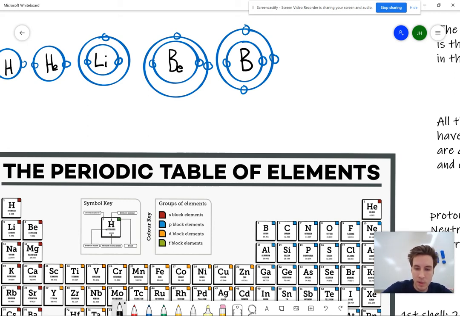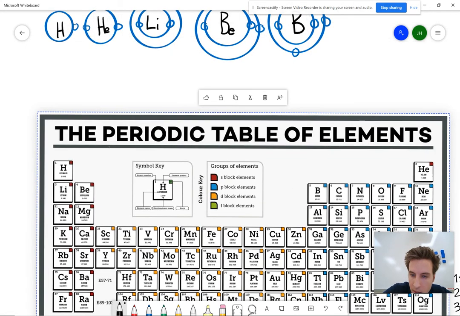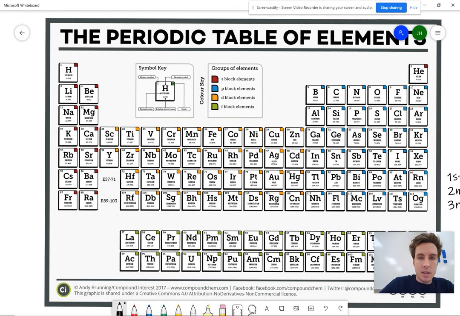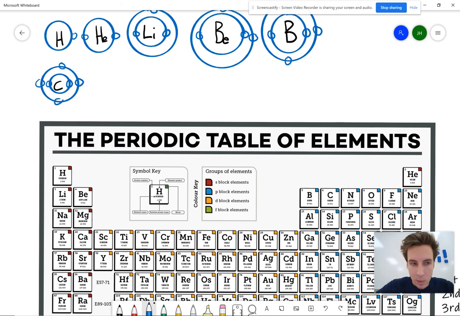Let's move to carbon. Carbon has an atomic number of 6. You can see down here it has an atomic number of 6, which means it needs 6 electrons and 6 protons. Let's just draw a C, the symbol in place of all of those protons, and draw our first shell with 1, 2, and our second shell with the other 1, 2, 3, 4. Okay, we have a carbon atom, which looks all nice and symmetrical.